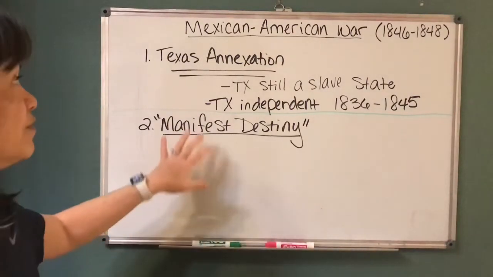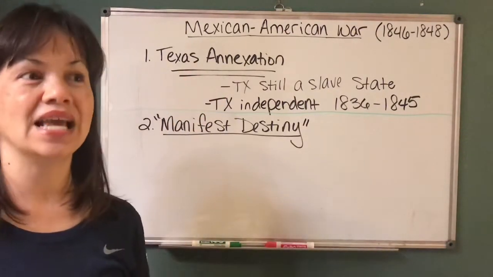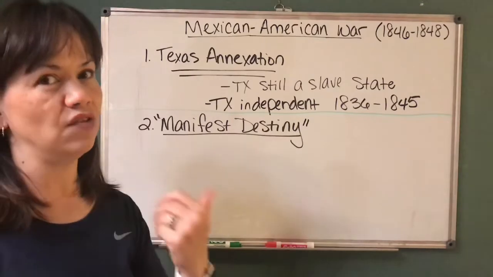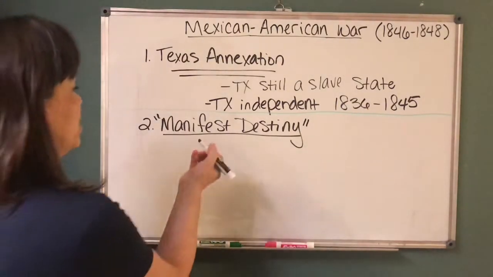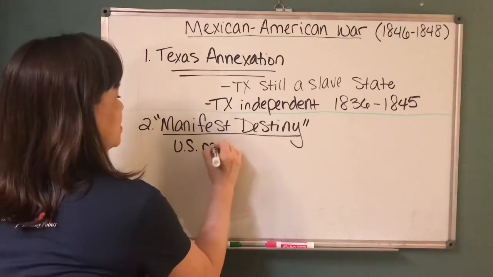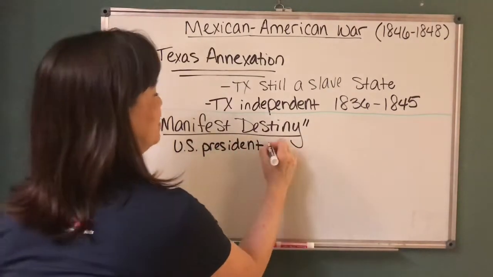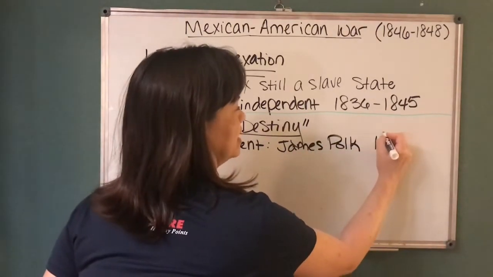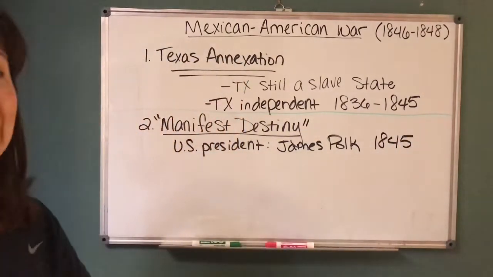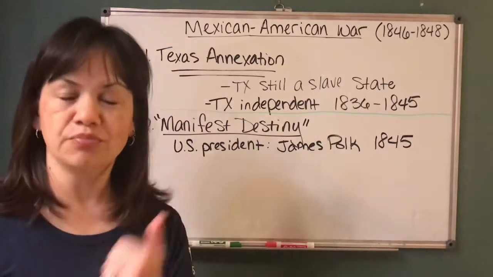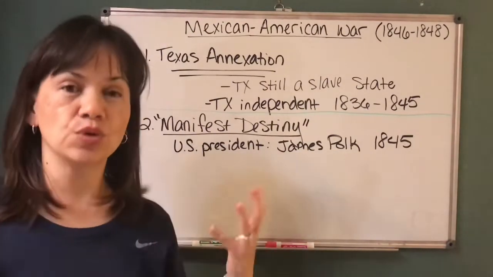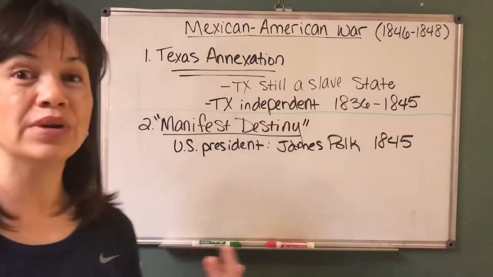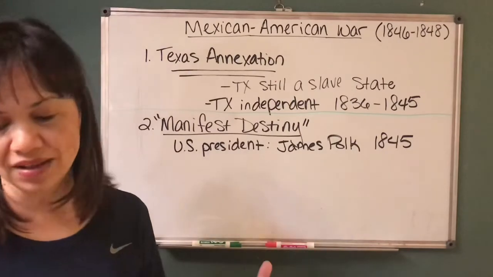And so after Texas was annexed to the United States, the president at that time really wanted to get California from Mexico as well. The U.S. president was James Polk. He became president in 1845. And he ran on a platform of being pro-annexation of Texas, and he also ran on the platform of manifest destiny, and won the election. By winning the election, he really confirmed that this is what most Americans wanted as well.